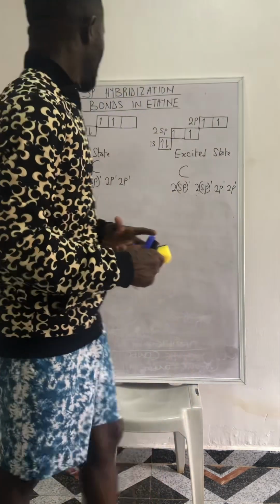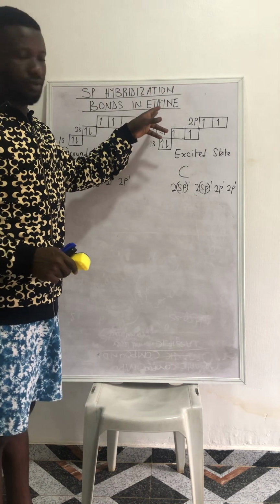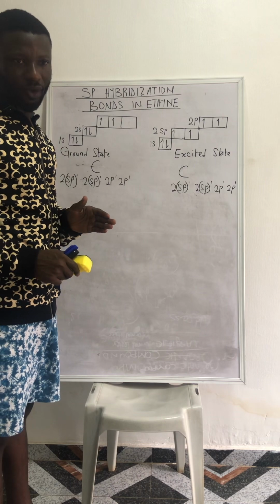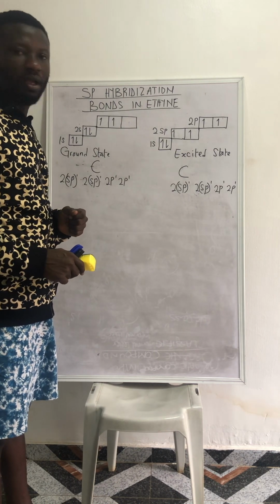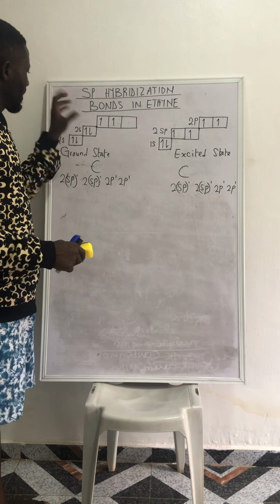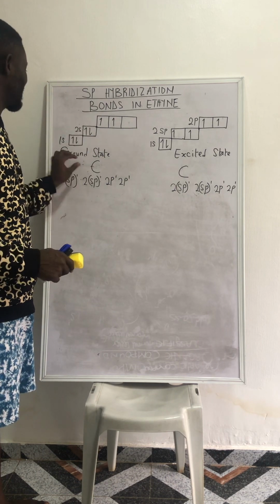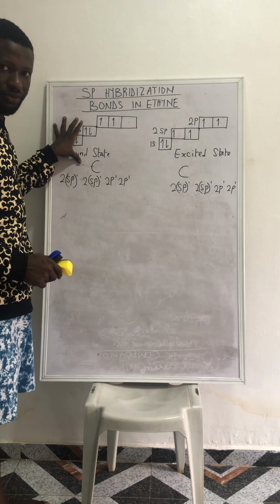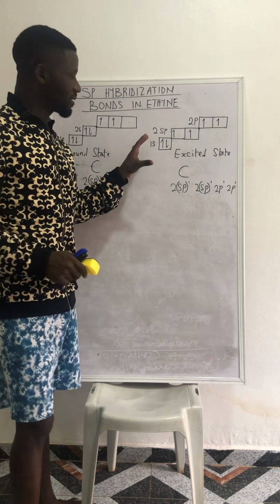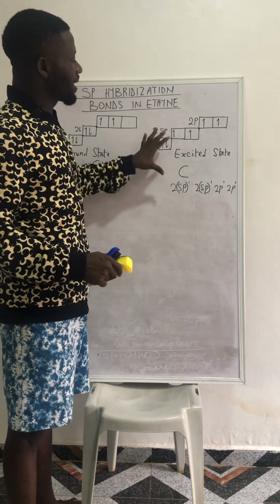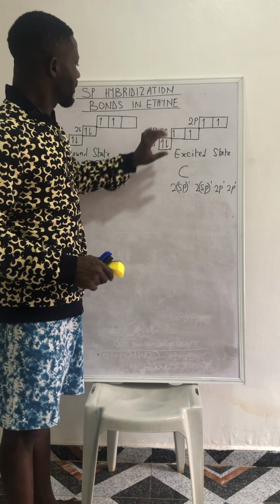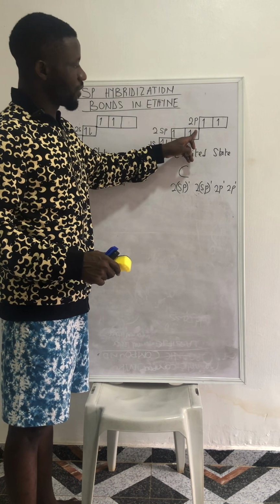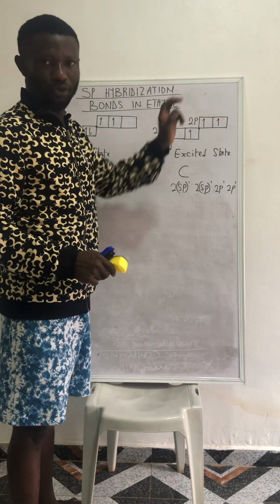In this video, I want to talk about sp hybridization. We then look at bonds in ethyne. When you look at this carbon, this is the electronic configuration of carbon in its ground state, without excitation, without hybridization. When it is hybridized, in the excited state, it will look like this. This is 1s2. This is 2sp1, 2sp1. And this is 2p1, 2p1.